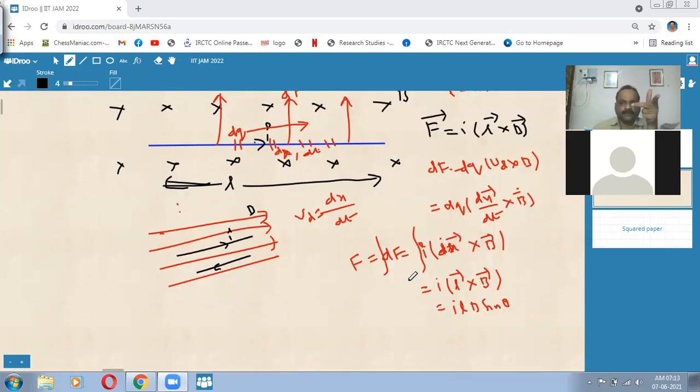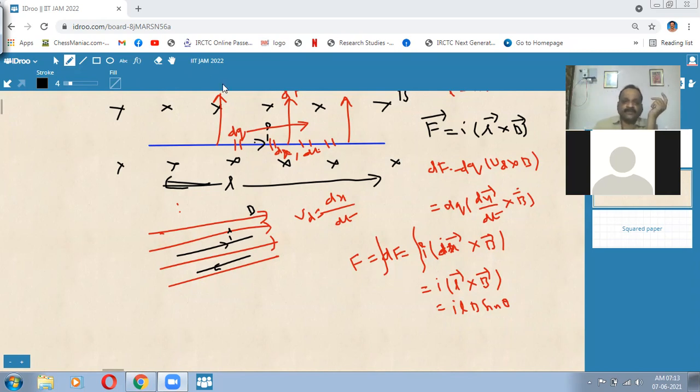Okay, put your forefinger into the screen like this, all of you. This middle finger will be in the direction of the current. Put your left hand forefinger into the board, into the screen like this. This left hand middle finger will be pointing towards our right. Thumb will be pointing upwards.